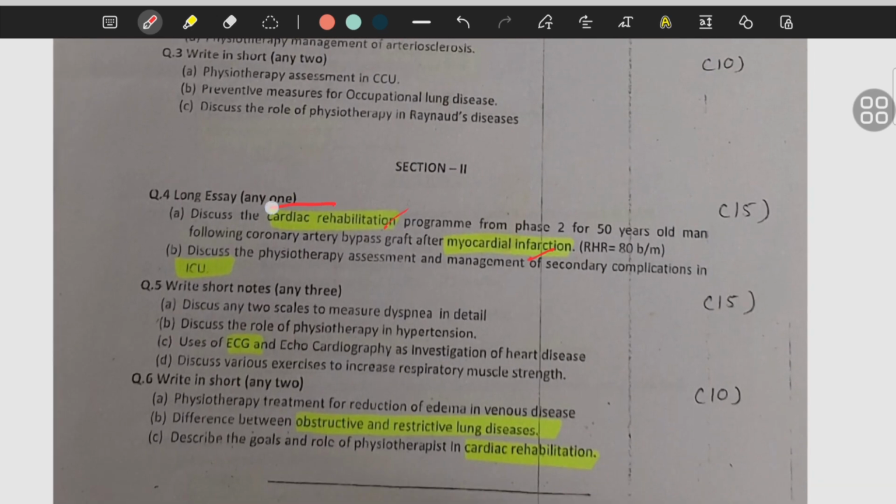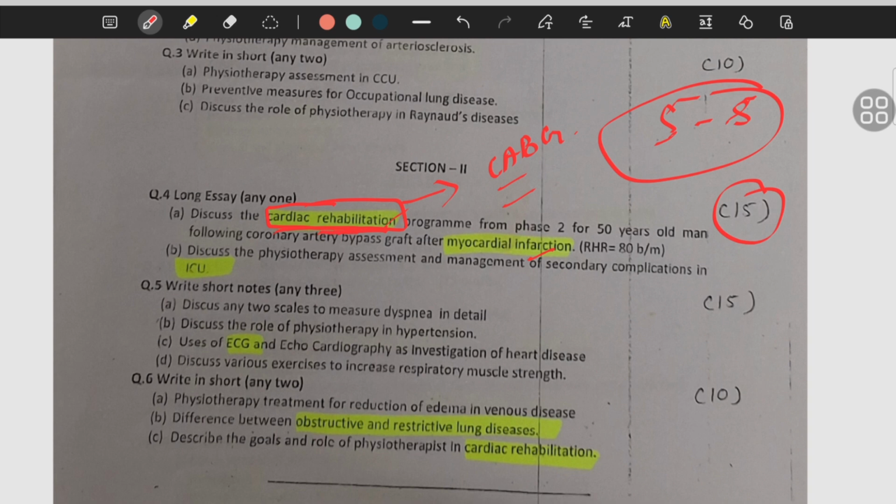Guys, do study cardiac rehabilitation very nicely, as for any cardiac surgery, for example CABG or any other surgical condition, if you do not know anything about it, you can just write about cardiac rehabilitation, all the phases, and at least in 15 marks you will fetch anywhere between 5 to 8 marks. So do read cardiac rehabilitation very nicely.